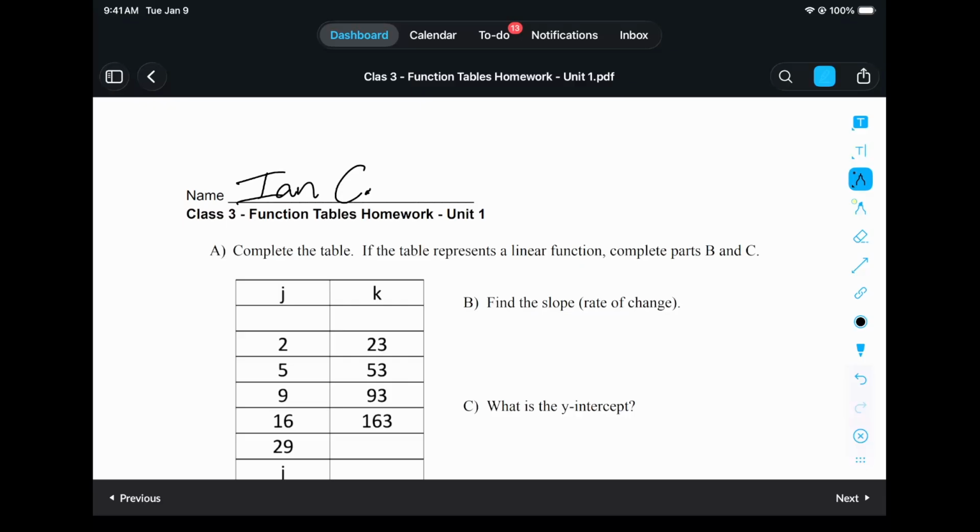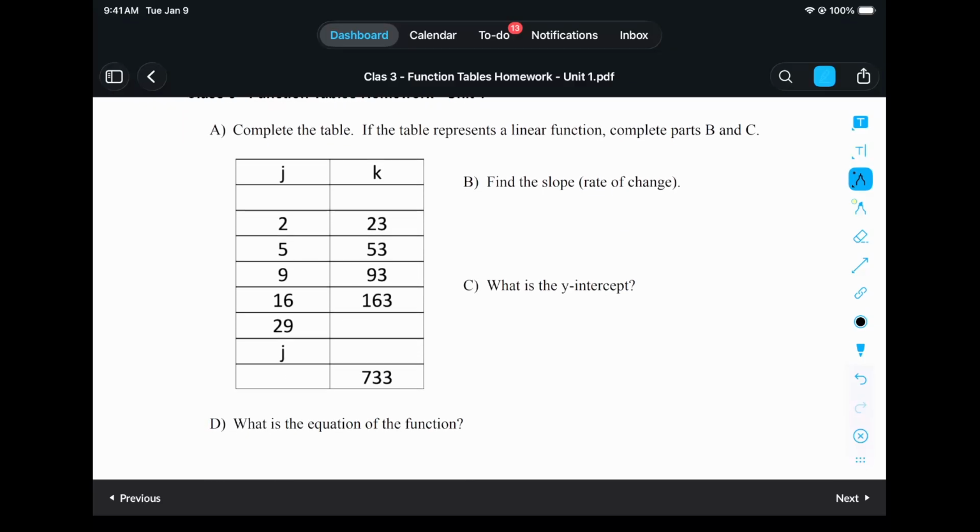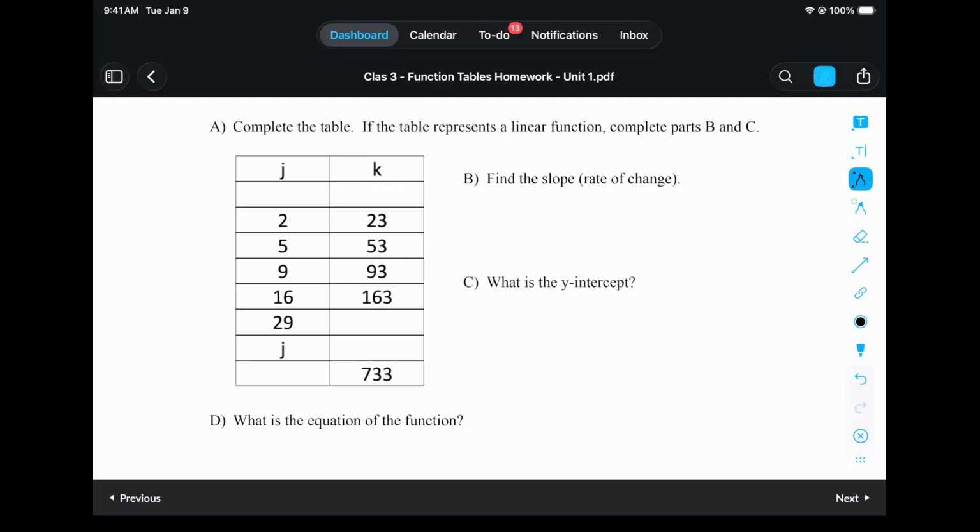In this, there are 3 problems. The first part has A, B, C, D, and the second problem, and then there's a third problem on the back or on the second page, depending on how you print it out. So I'm just going to go over problem number 1. It has complete the table. If the table represents a linear function, complete parts B and C.